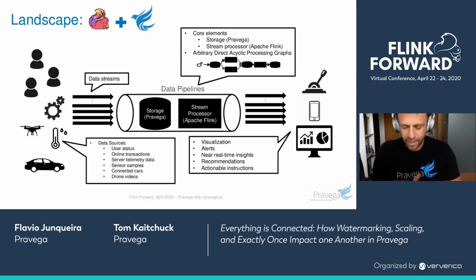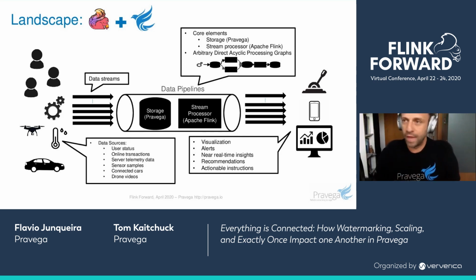Let me start by giving the landscape as we see it between Pravega and Apache Flink. On the left-hand side, we have various data sources, in particular, data sources that are continuously producing data, which we are calling data streams. For those data streams, we want to ingest them, and we want to process them in various ways. The processing doesn't need to be as simple as one single stage. We can compose stages and even interleave stages of storage and stream processing, forming directed graphs.